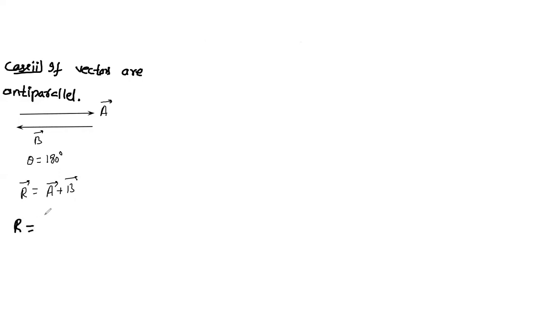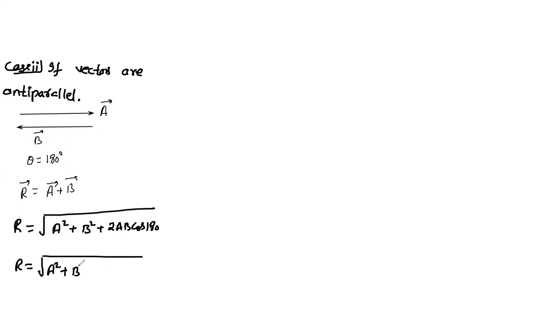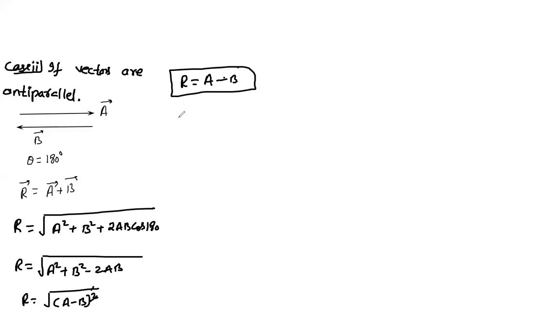So if I add them, then the magnitude of resultant is root over A square plus B square plus twice of AB cos 180. Cos 180 is minus 1, so the resultant is root over A square plus B square minus 2AB. Or you can just write this as root over A minus B whole square. Square will cancel this root, so R is A minus B. Or you can write this as mod of R is mod of A minus mod of B. Or you can write this A plus B as mod of A minus mod of B.